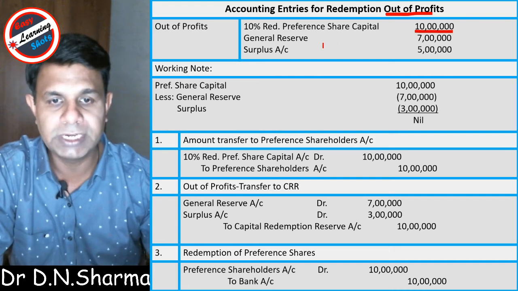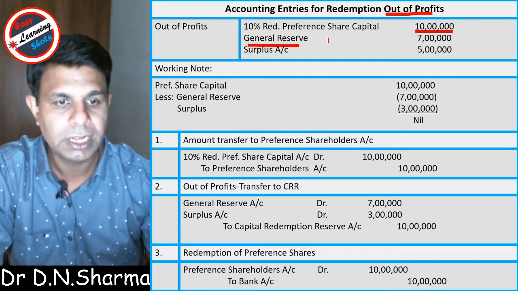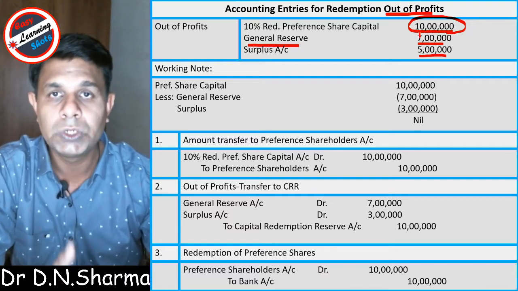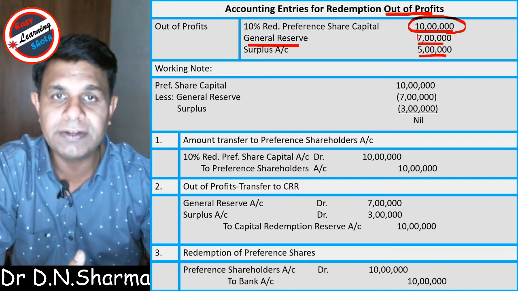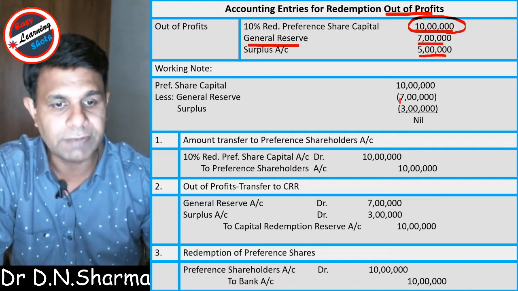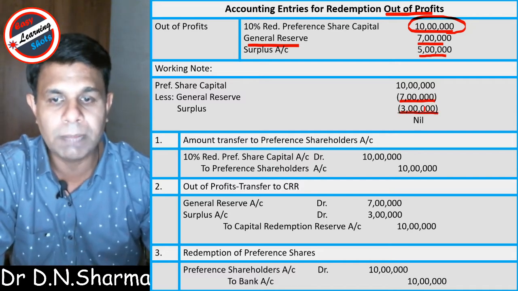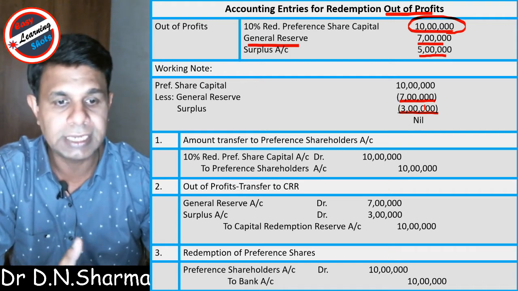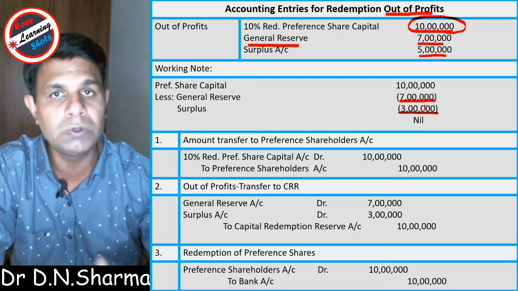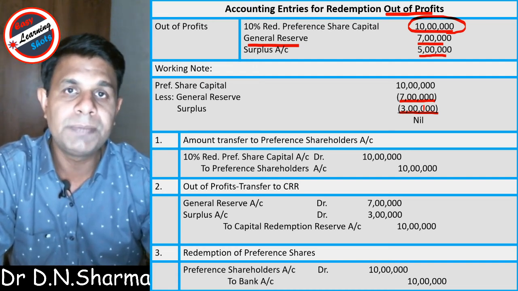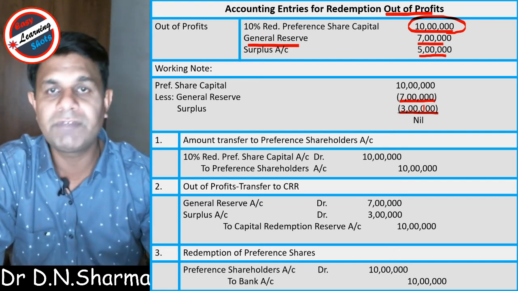Here in out of profits we have general reserve in which 7 lakh rupees is there, and in surplus account we have 5 lakh rupees, and our nominal capital of preference share is 10 lakh. So we transfer 10 lakh from these reserves to CRR account. Now when we do general entries, first we take 7 lakh from general reserve and the remaining 3 lakh from surplus account. So we adjust the whole amount of nominal capital through these reserves, and the 10 lakh rupees is transferred to CRR account.